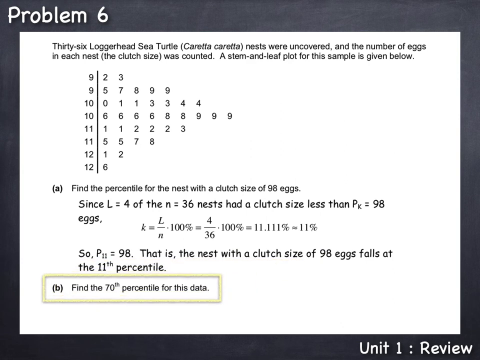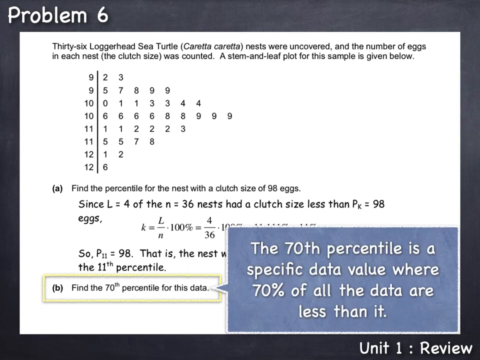Find the 70th percentile for this data. Well, the 70th percentile is a specific data value where 70% of all the data are less than it. So looking at our stem and leaf plot, which contains all the data, we see that the lowest number of eggs in a nest was 92. So any value that is below 92 is 0%. That is, 0% of the nests contained less than the lowest, 92 eggs.